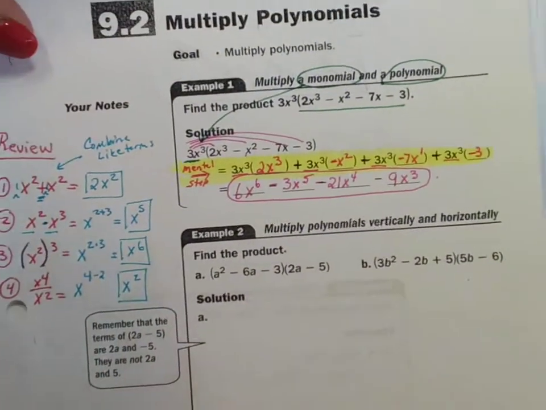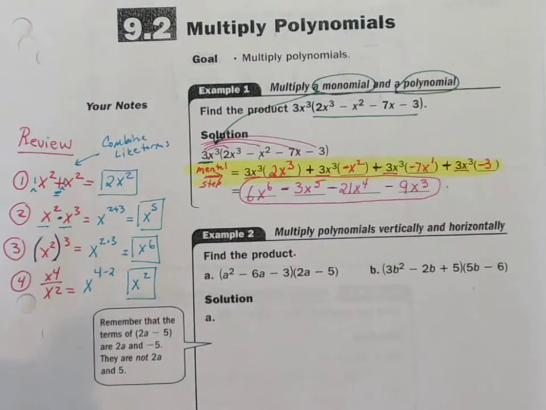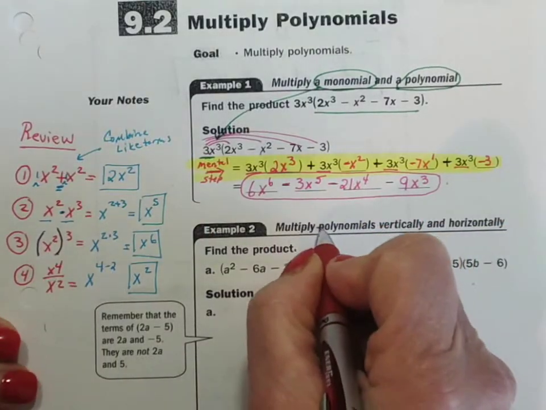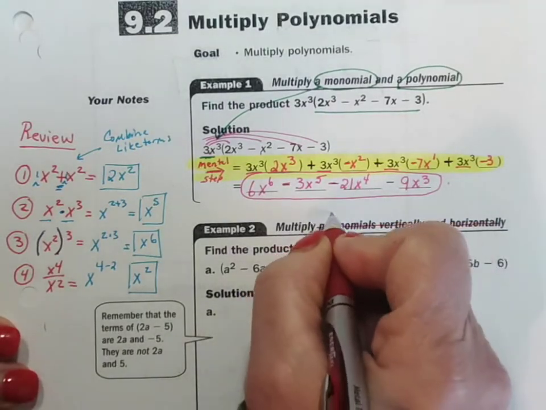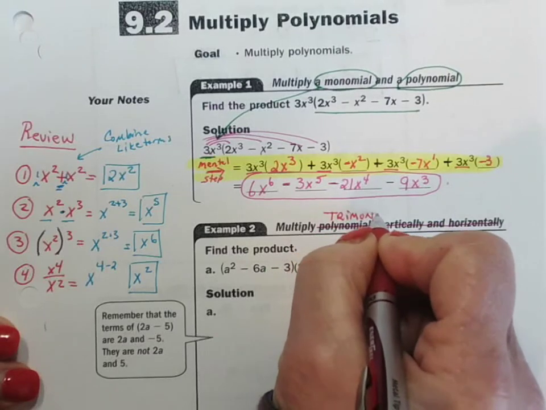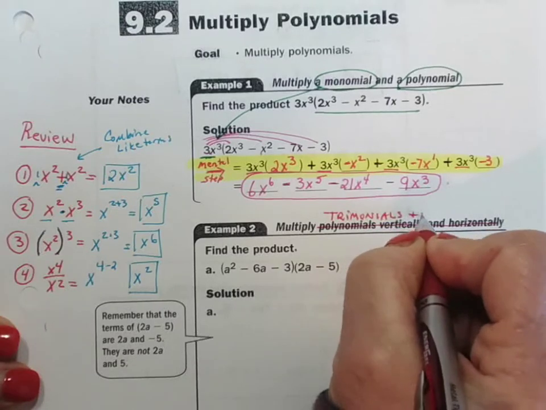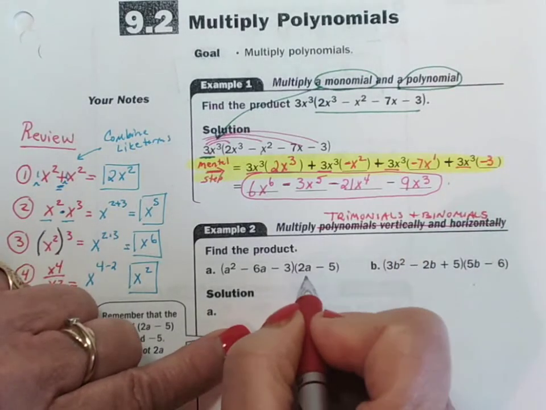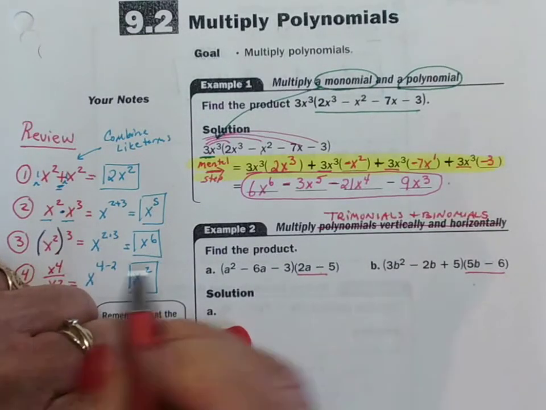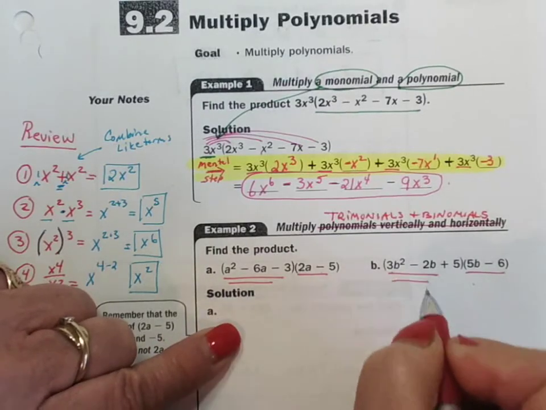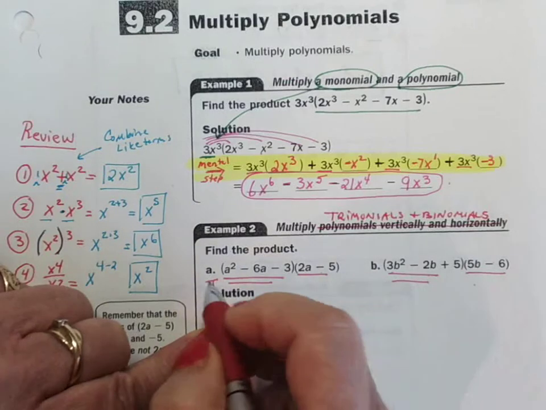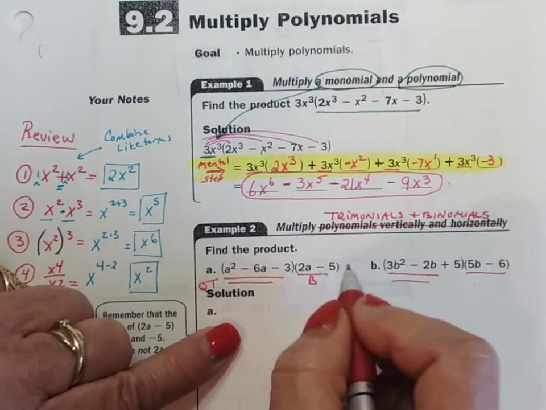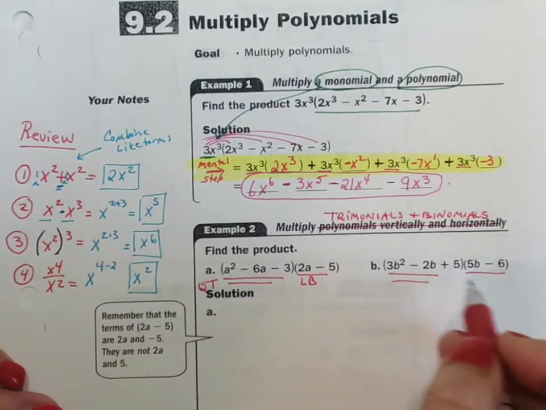All right. So we're going to go back here. And we are going to change this. We're going to multiply trinomials and binomials. And so as a review, these are our binomials, and these are our trinomials. Okay, so this is the trinomial. It's a quadratic trinomial. This is a binomial, and it's a linear binomial. And the same here.